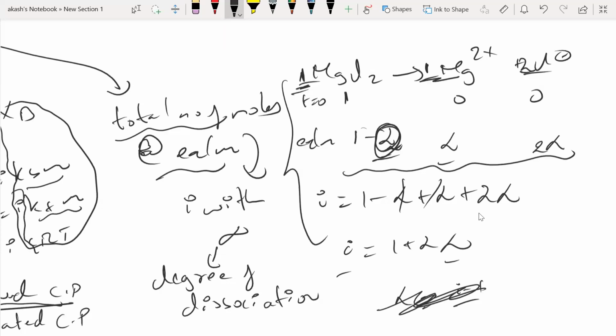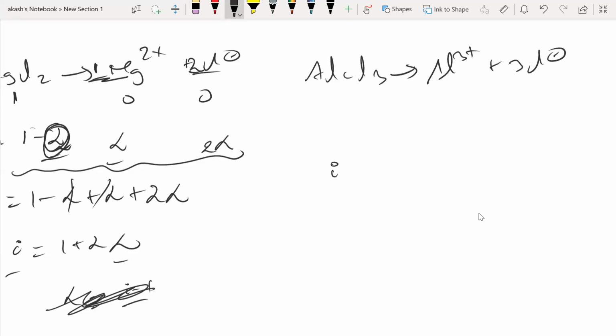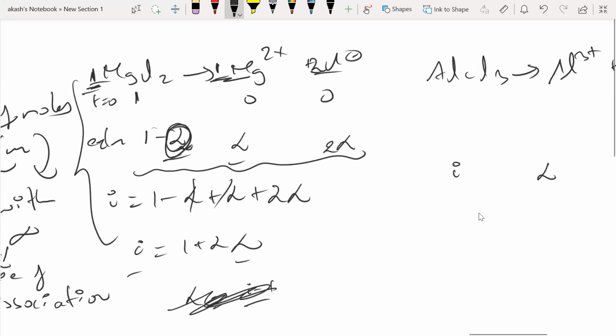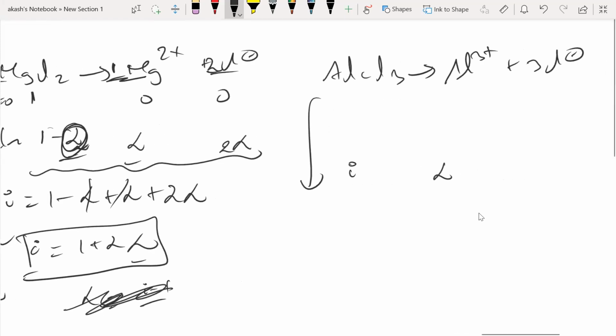It depends on what kind of compound you have. For example, say I have AlCl3, which gives me Al3+ plus 3Cl minus, right? Can you tell me what is the connection between i and alpha here quickly? Just do what we did here, right? And tell me this kind of equation. What is the equation you're going to get for this? Quickly tell me.